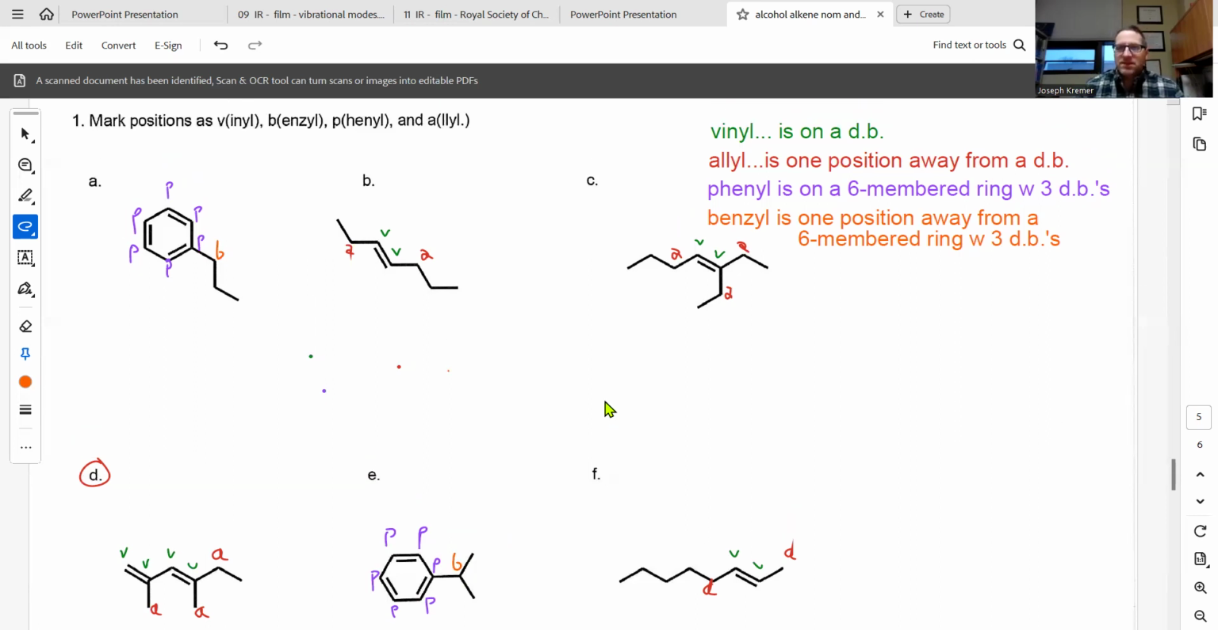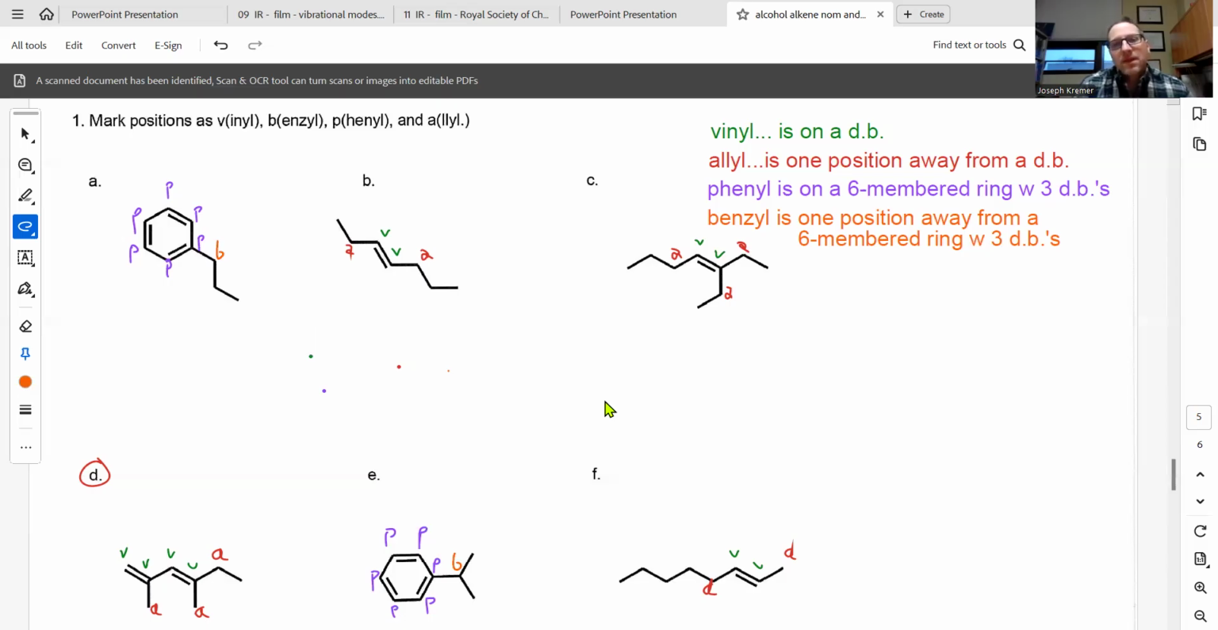So this was nicely delivered on a computer for you. And vinyl is on a double bond. A picture's worth 1,000 words. I know you were chomping at the bit to see this played out rather than suffering through definition talk. Allyl is one away from a double bond. Likewise, benzyl is one away from a six-membered ring with three double bonds, aromatic.